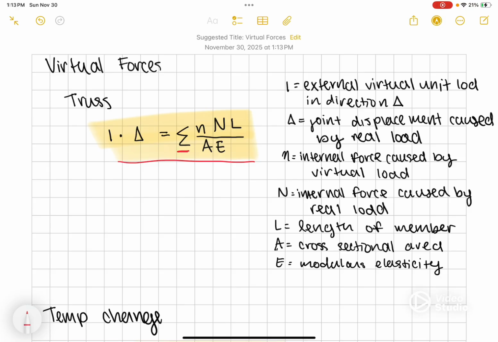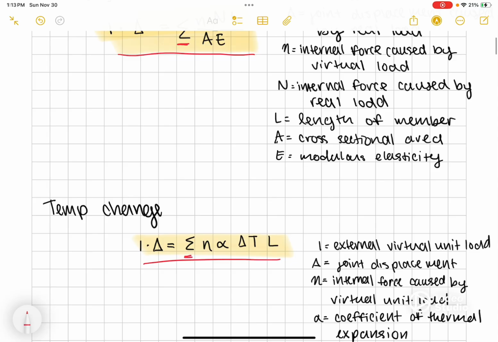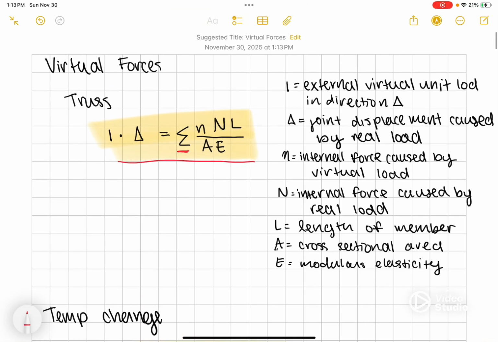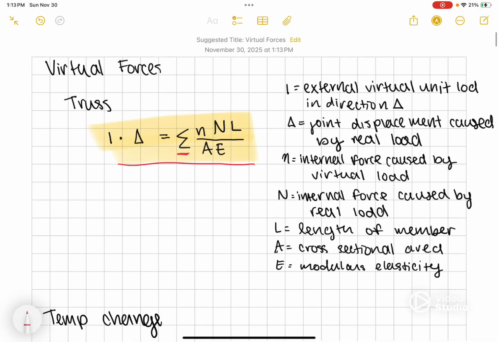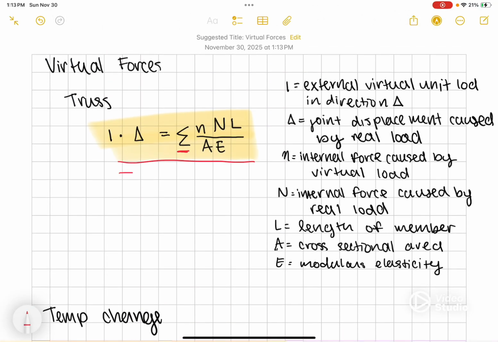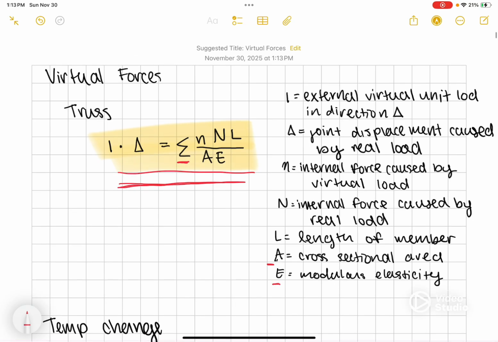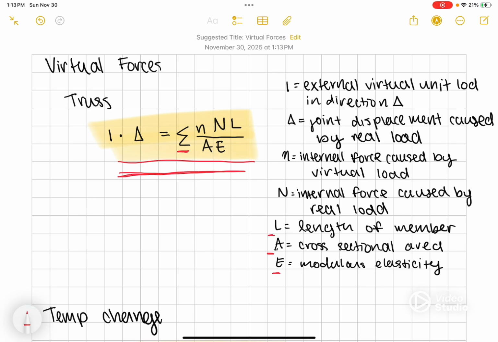So all of these equations are pretty similar, and all of these have this sum symbol right here, right? In some cases, you might have to add up different right sides of these equations for one beam, but we're just going to be doing an applied force one today, so we're going to be using this equation. And it has a lot of different things in it. So we have some recognizable things like A and E, modulus of elasticity, cross-sectional area of beams, L length of the member. And N is internal force, as in if you solved a truss problem and found the internal force caused by a real load.